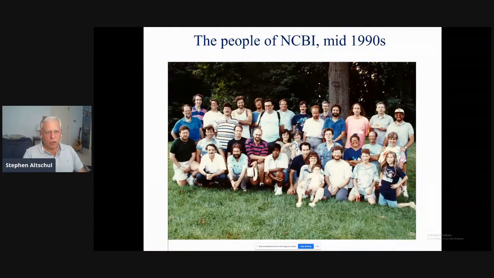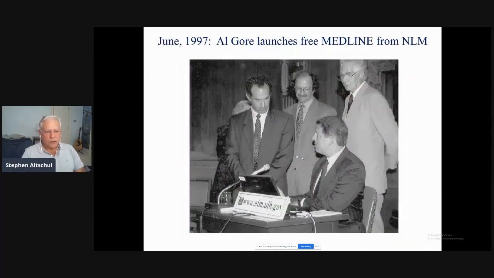Here, by the way, are the people at NCBI who had developed this whole system. This is on a little picnic. Here's David Lipman. And in 1997, for the first time, Medline became completely free and open to the public. Here we have Don Lindberg, the director of the NLM. You have the director of the NIH, the director of the NCBI meeting, announcing this with Al Gore and making this all available to the public.